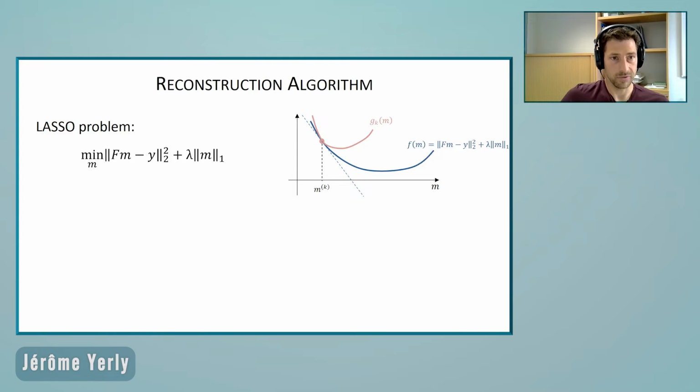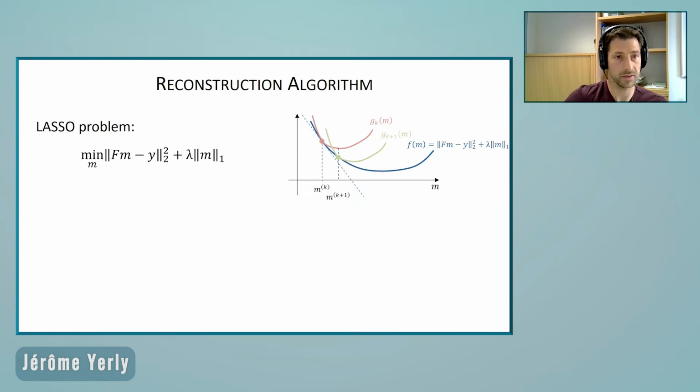And this function g of k, which is an approximation, touches the function f of m at this point m of k, and we are guaranteed that this function will lie above. So it's an upper bound of f of m, meaning that if we now solve this function g of k that is easier to solve, we are guaranteed to move closer to the minimum of f of m. So we solve this function that we can easily solve and find a minimum. By doing that, we know that we move closer to the global minimum of f of m.